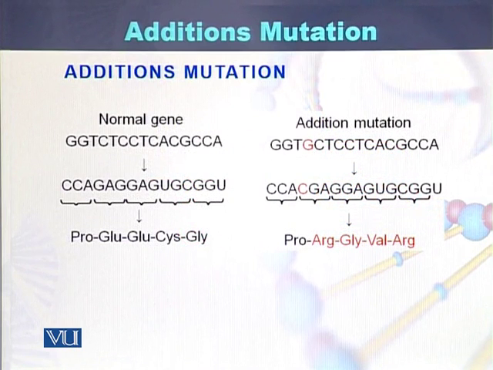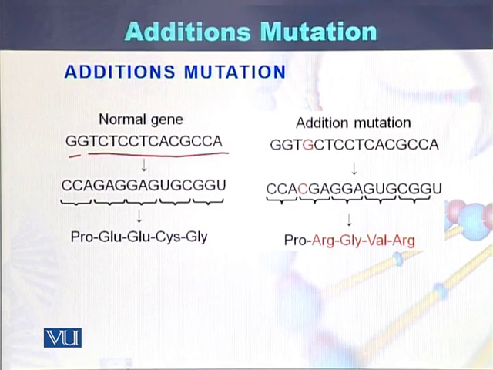This is the second example of the additions mutation. This is the normal sequence of the gene, but we can see that a new nucleotide has been added between this T and C, that we can see here. So between T and C, a new nucleotide has been added.